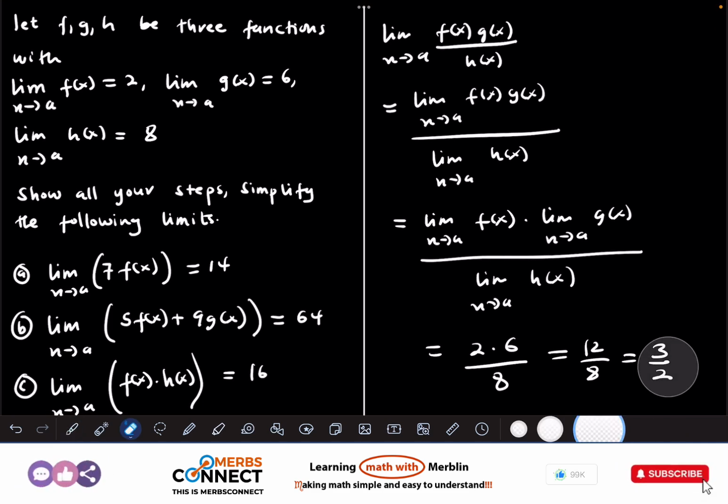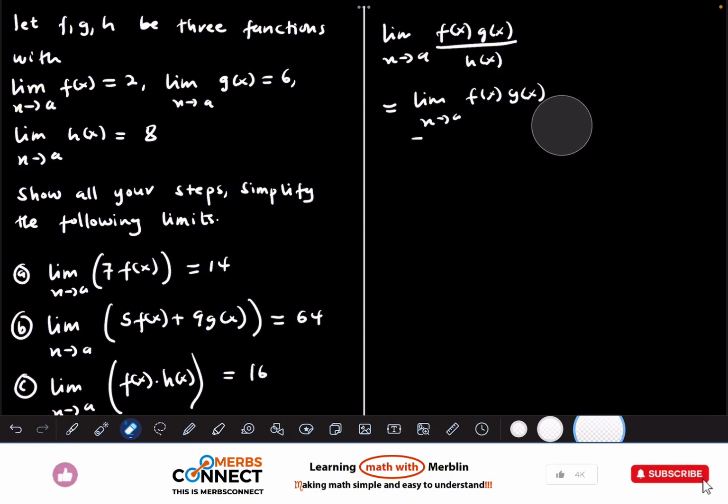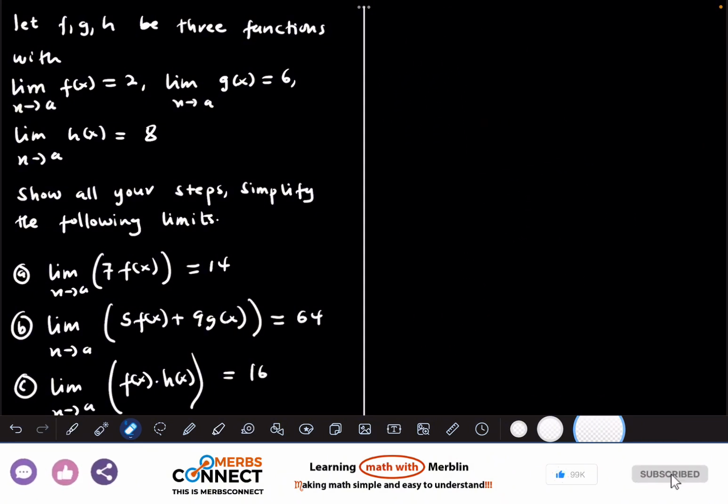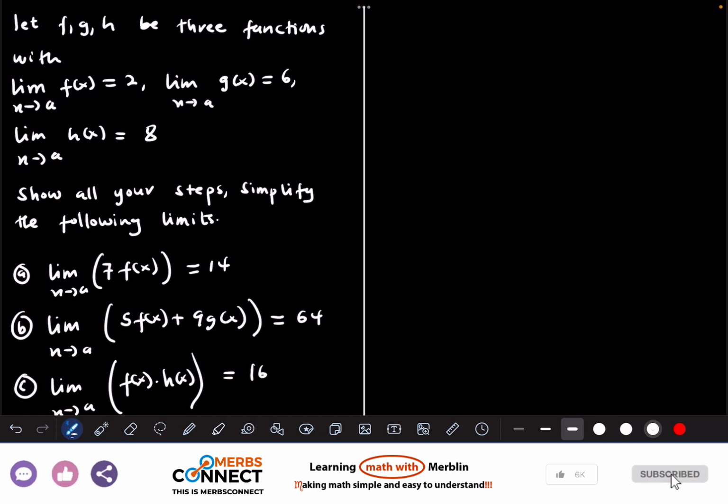Good. So now let's look at the E. We have limit x approaching a of the cubic root of f of x h of x minus 24, right?